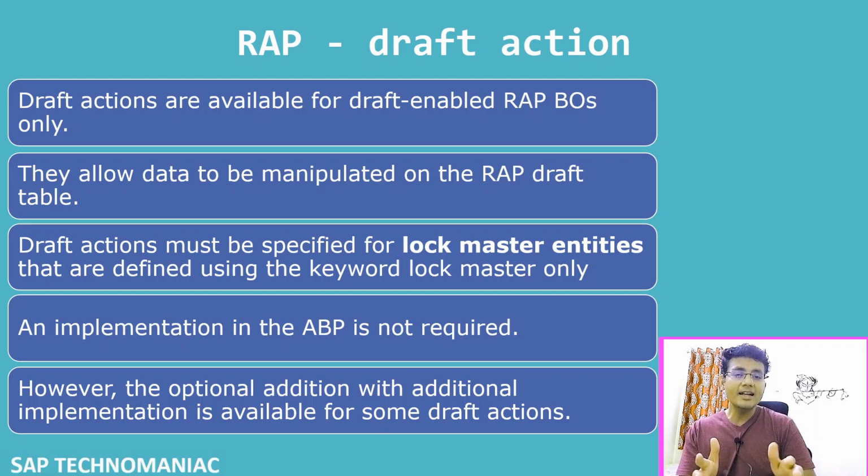For example, the edit action will edit the draft table. It will copy the data from the active table, put the data into the draft table, and then it will do the editing part. That is the edit action's work. That is one example I have given. If you want to do some additional thing during the edit, in the edit action you can define the additional implementation. I will explain all these things, no need to worry.